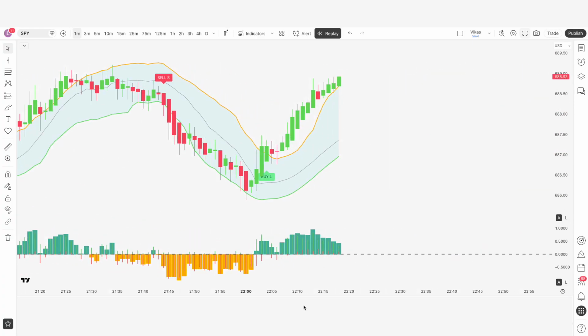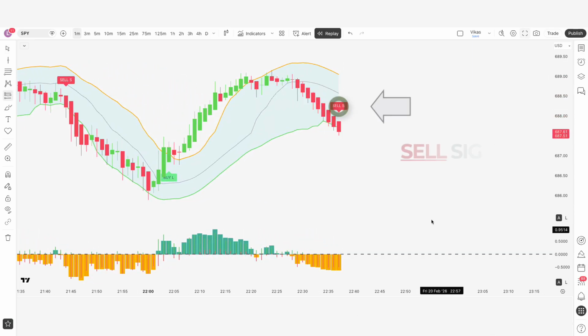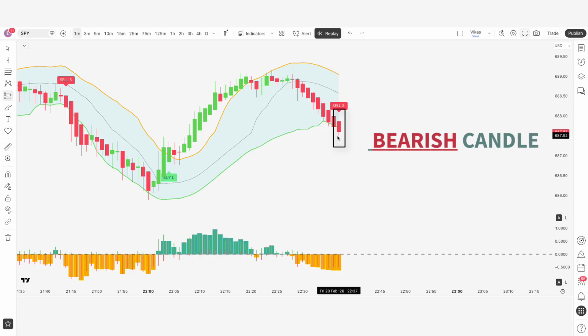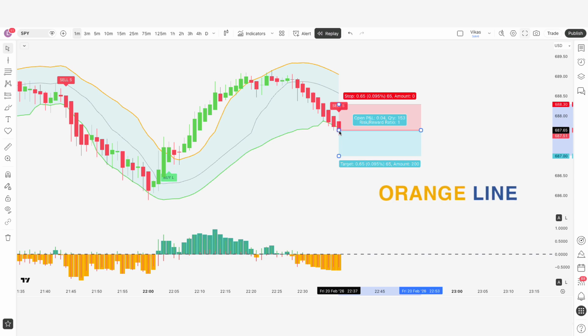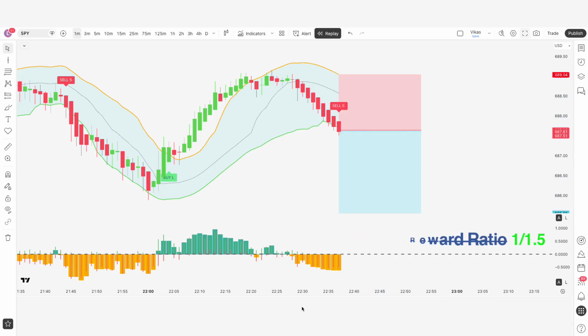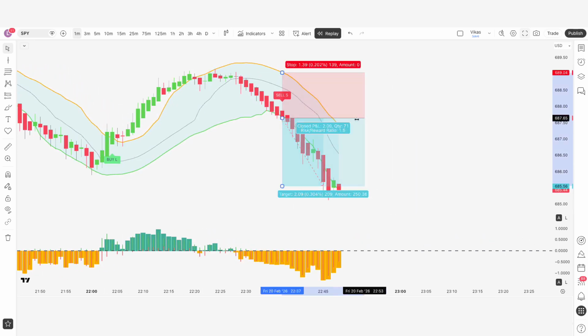Click OK. Now our setup is ready. Let's see how we use these trading setups. When the adaptive rolling arrow of this indicator is a sell S signal, the Elder Ray indicator should show orange columns, and the market forms a bearish candle. If this condition is fulfilled, then we will place a sell order. Our stop loss is to be placed at the orange line, and the risk to reward ratio will be 1:1.5. The market has completely hit the target.